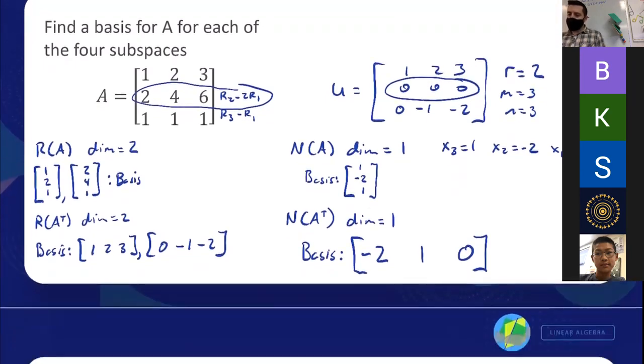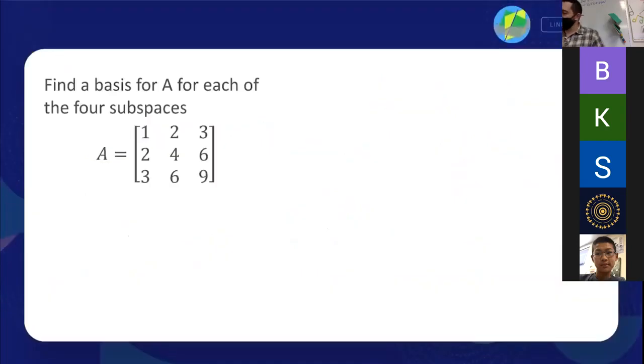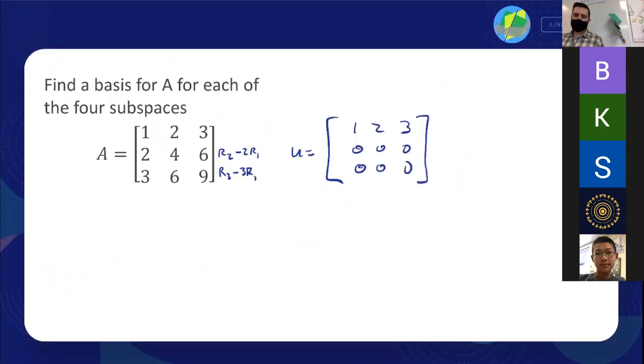Okay, last example. I'm going to finish it whether the bell rings or not. But last example, 1, 2, 3, 2, 4, 6, 3, 6, 9. I'm going to take row 2 minus 2 row 1 and row 3 minus 3 row 1. 1, 2, 3, 0, 0, 0, 0, 0, 0. Rank is 1. M is 3, N is 3.